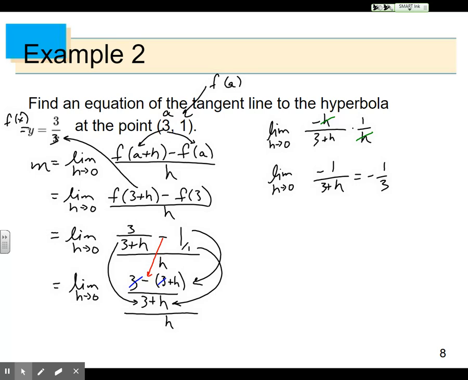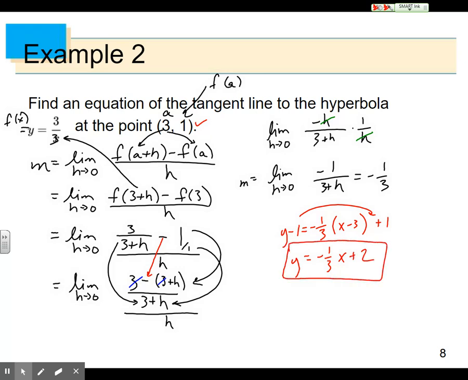And again, that's my slope. That's what my slope's equal to. So I got my slope, I've got my point, I'm ready for point slope form. So I'm just going to do y minus 1 equals my m times x minus 3. So I get y equals negative 1/3 x. Let's see, if I add 1 to this, negative 1/3 times negative 3 is positive 1. Yeah, it's just 1 plus 1 is 2. And that would be the answer.